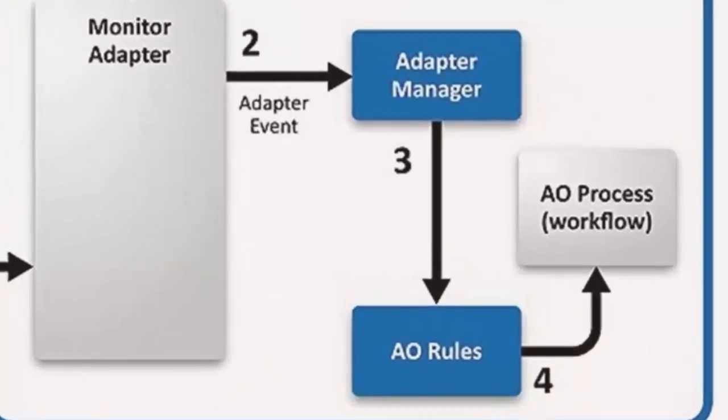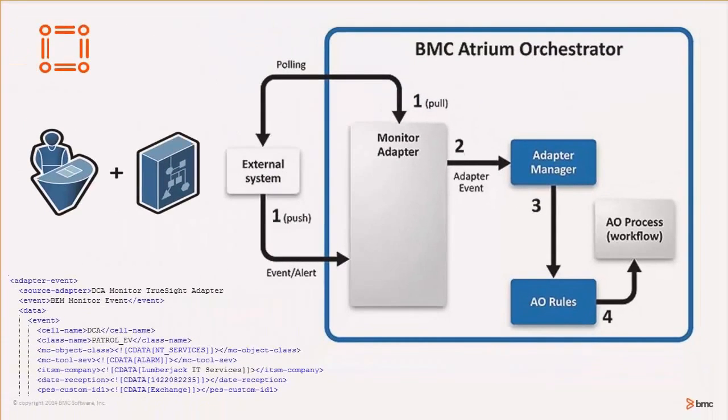TrueSight events are converted into an XML structure within Atrium Orchestrator, which makes it very easy to work with. Rules within Atrium Orchestrator evaluate the event and trigger workflows if required. The term event is used with BMC TrueSight and Atrium Orchestrator. However, the events, though similar, are structured differently.